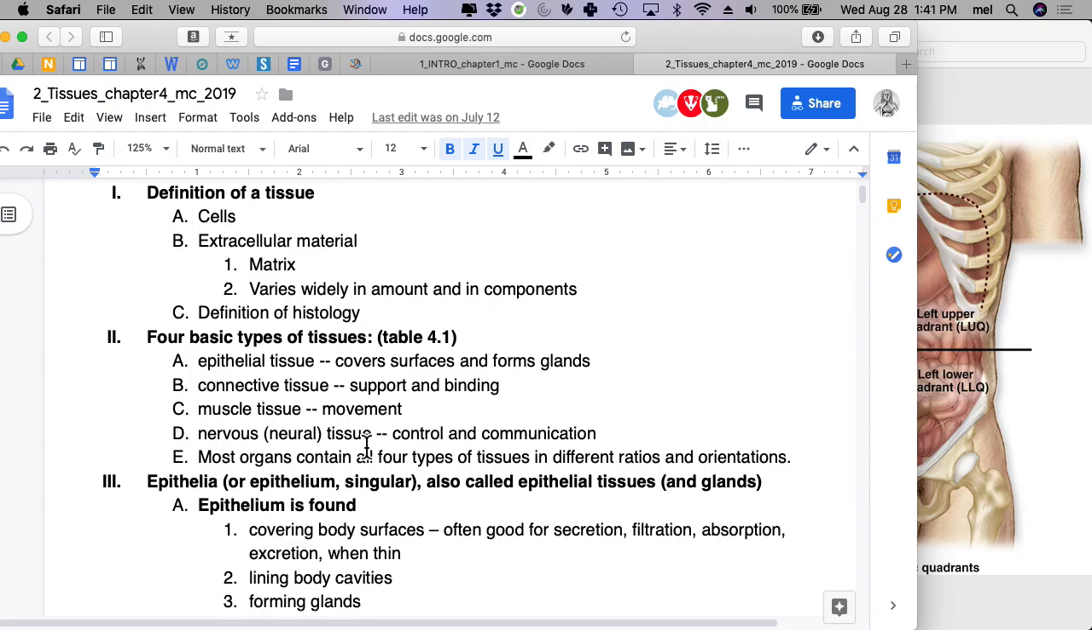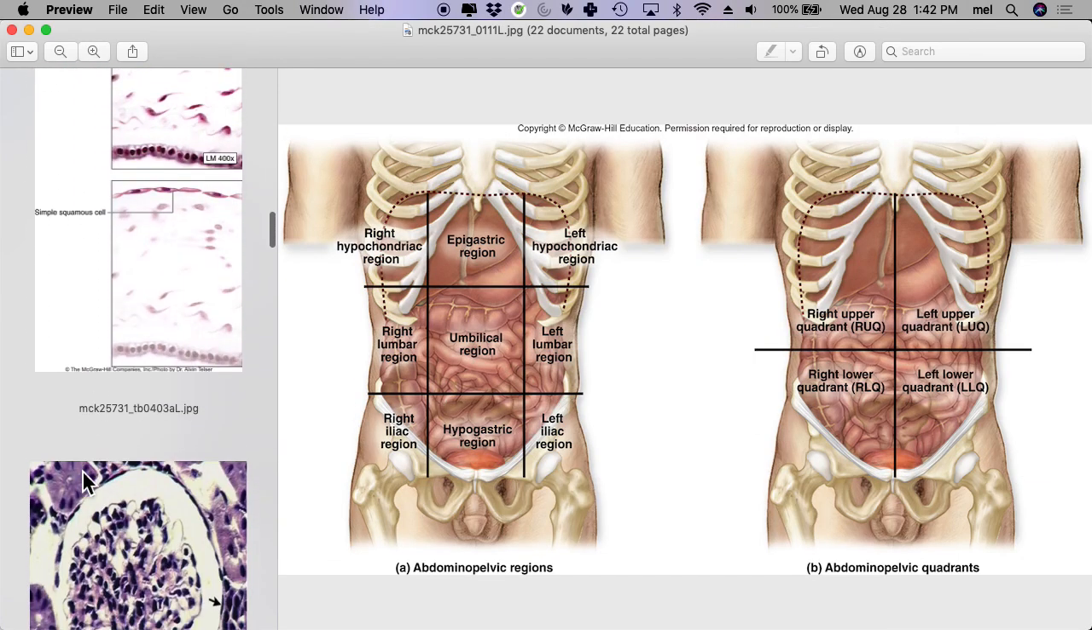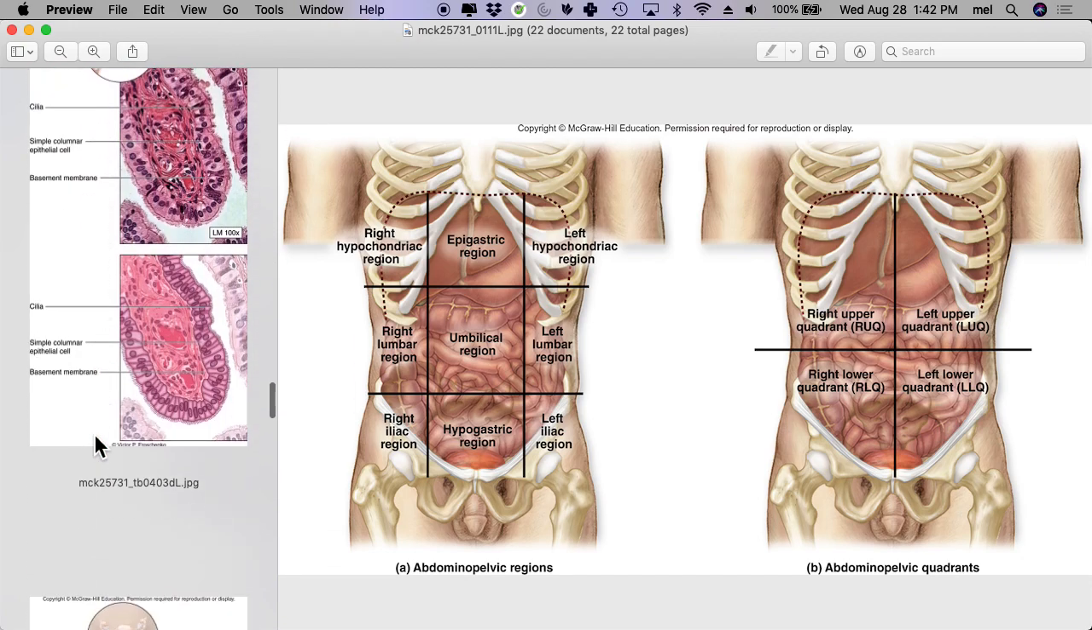Connective tissue. Connective tissue is the weird one because you find it almost everywhere, but never outside the body on a good day, right? So connective tissue is kind of like this. Let me show you a picture. All right, so if you have, for instance, come here.